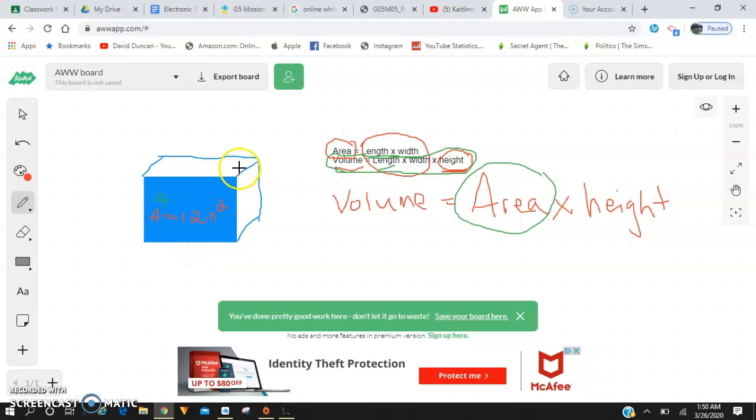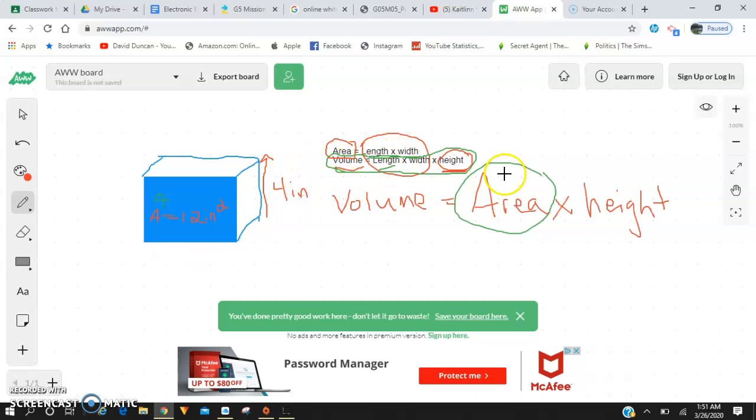Now, to find the volume of this whole cube, though, we need to find out the height. And I'm just going to make up a height here. We're going to say that the height of this right rectangular prism is 4 inches. We don't know the length and we don't know the width, but we don't need to know the length and the width because we have the area. The area is the length times the width already.